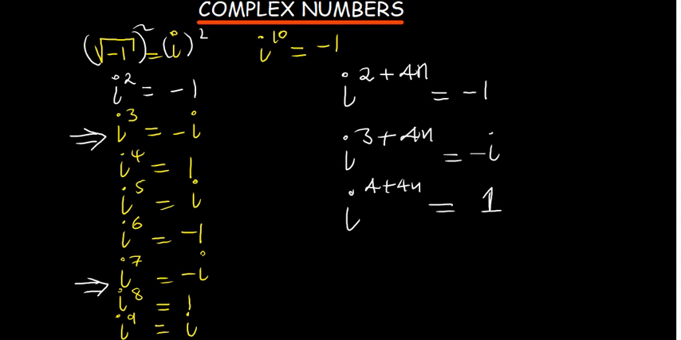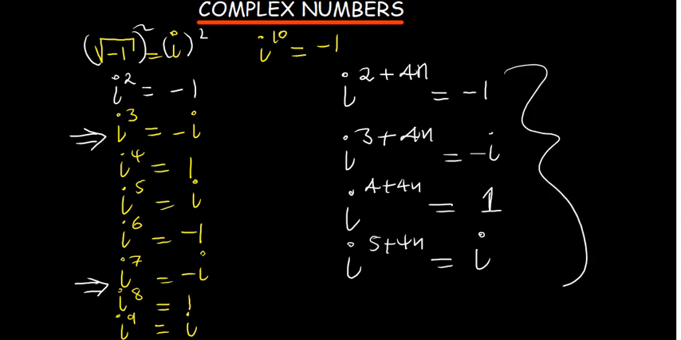Let's go to those which give us a positive i. We have got i to the power 5 as the smallest, and then we have got i to the power 9. So we can write this as i to the power 5 plus 4n. This will always give us an i. So we need to know this.